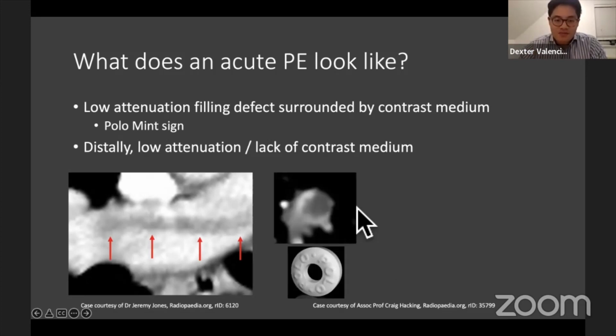And we talk about, as radiologists, this polo mint sign. For any of you that have ever had a polo mint, it's a mint sweet. We know that it's got a white circle and it's hollow in the middle. So that's what it'll look like.